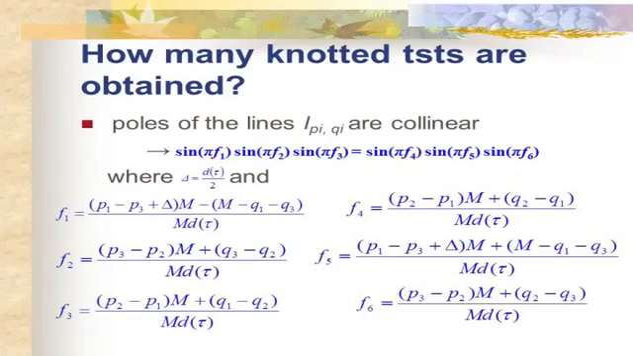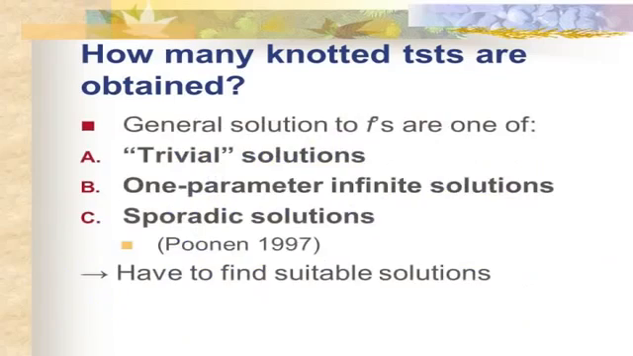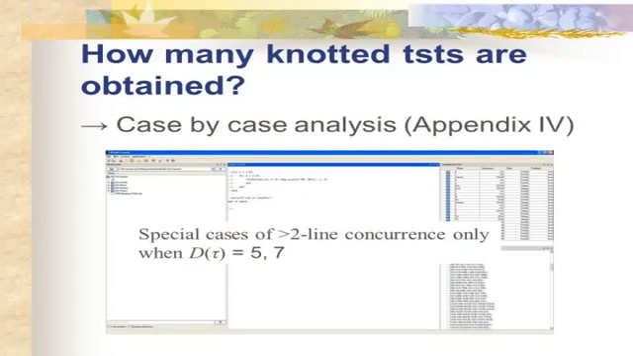So we are able to derive a necessary and sufficient condition for the collinearity of the poles. And for this equation, we have to find solutions. General solutions are given in a result, but not all these results are useful. So we have to consider which solutions are suitable for our problem. So we have to do some case-by-case analysis, and this is illustrated in Appendix 4.